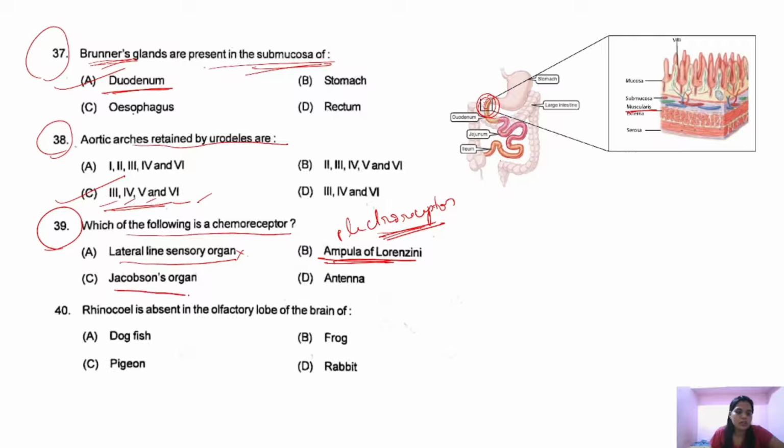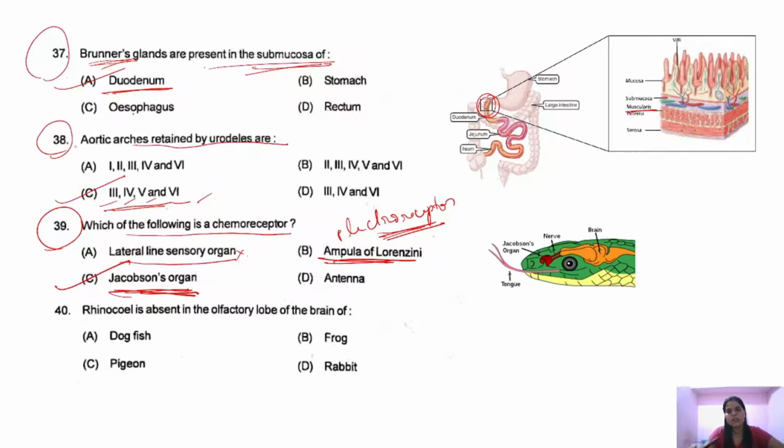Next, option number C, Jacobson organ. Yes, Jacobson organ can be a chemoreceptor. So option number C is the right answer. You can see in this diagram, reptiles and amphibians, they have this Jacobson organ. This is a kind of chemoreceptor. They also help to detect the humidity in the air. Next, question number 40.